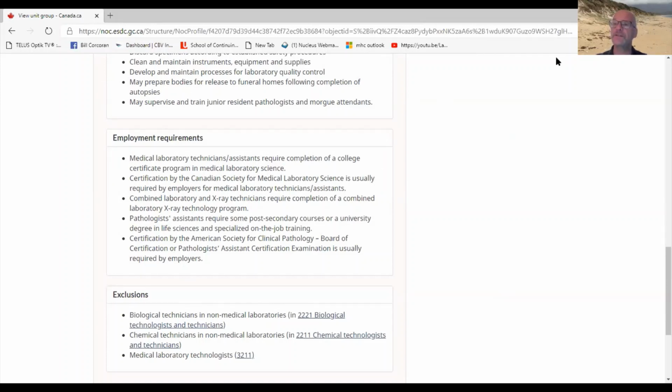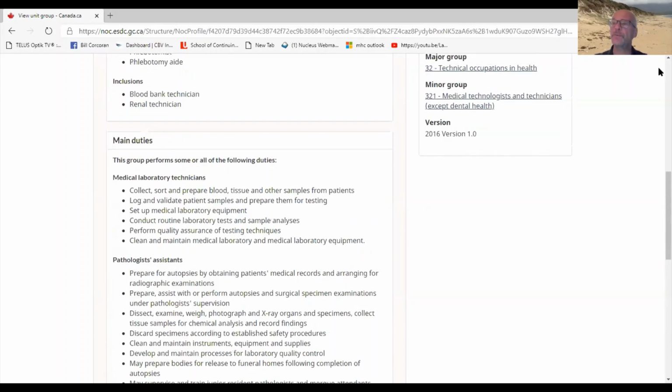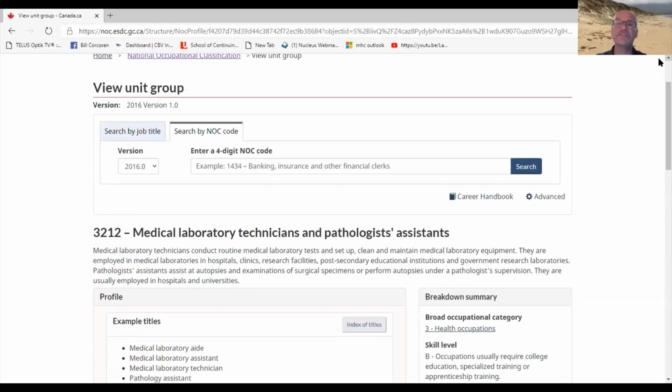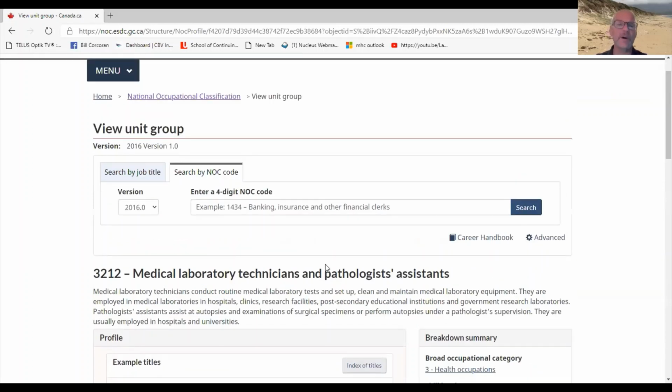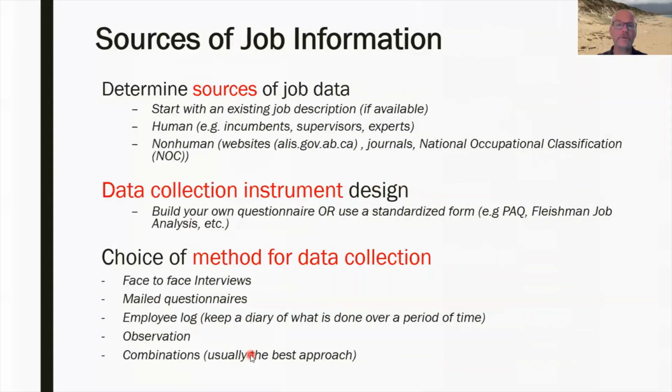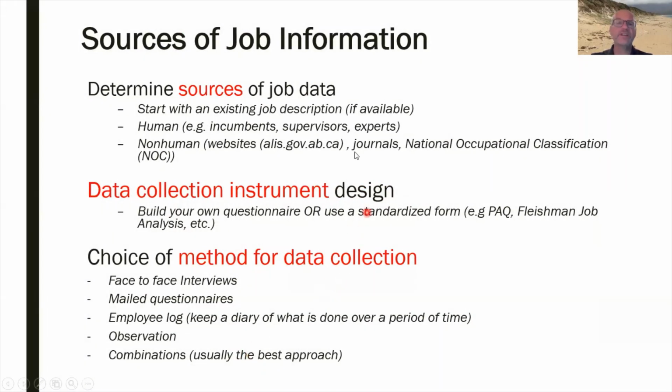All right, so that's just a real simple example from the NOC. Okay, and like I said, you can put pretty much any job in Canada in there, and it'll come up with a very basic job description for that particular job. Okay, so those are your 4 sources. Remember, I also had job descriptions in there. A little bit more detail on this.